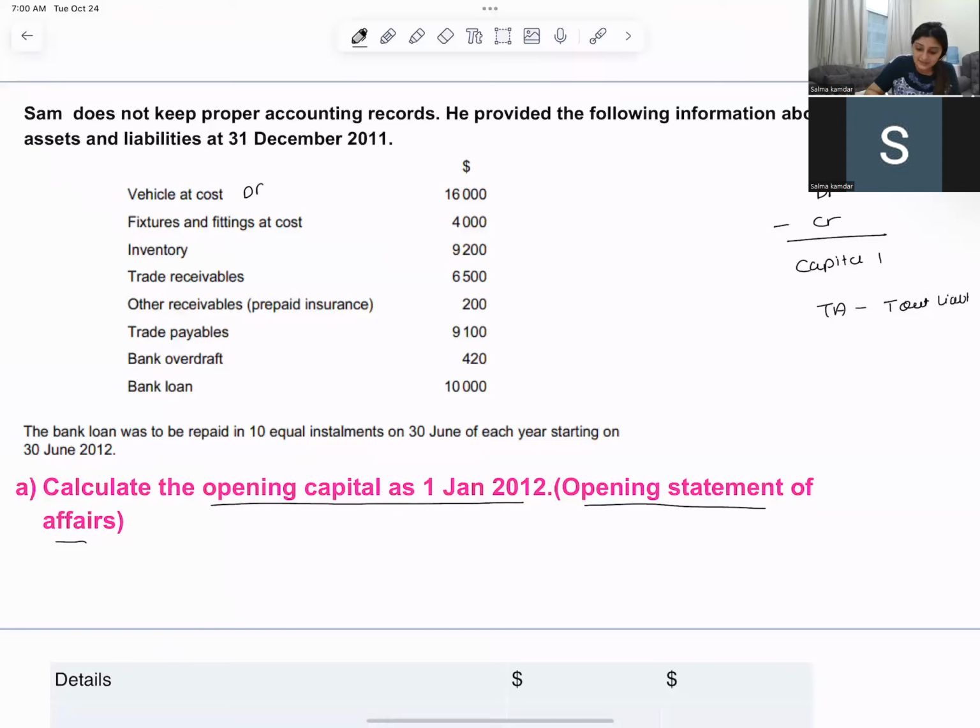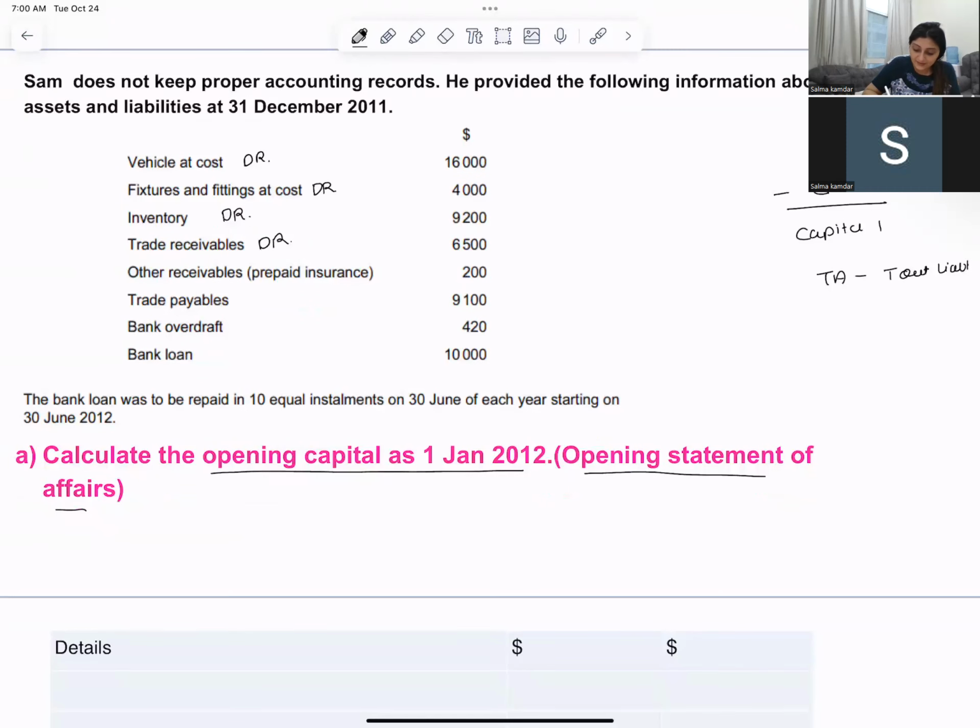Vehicles at cost is debit. Fixtures at cost is debit because it is an asset. Inventory is an asset, debit. Trade receivables is a current asset, debit. Other receivables has prepaid insurance. Again, it is an asset, debit. Trade payables is a current liability, credit. Bank overdraft is a current liability, credit. Bank loan is also a liability, so it is credit.